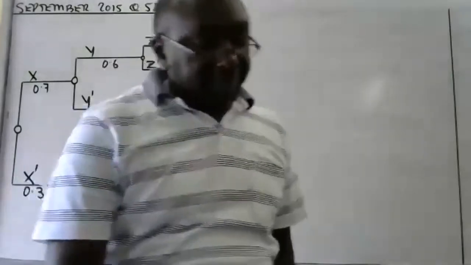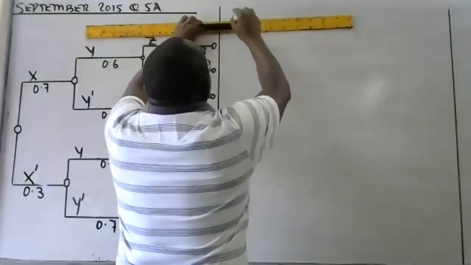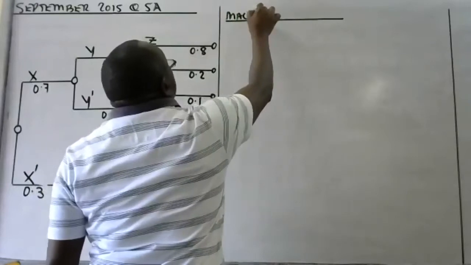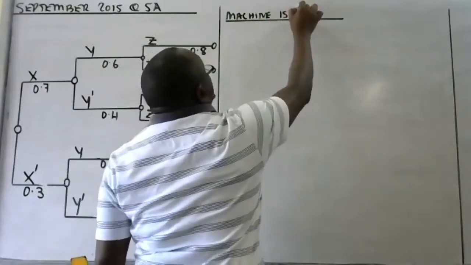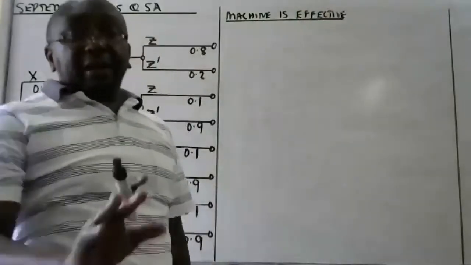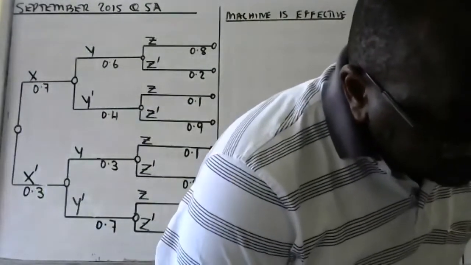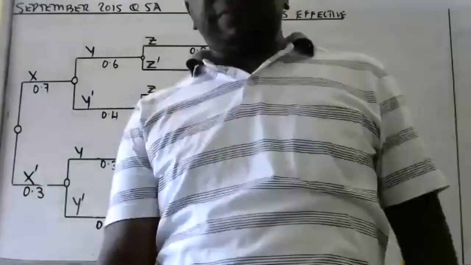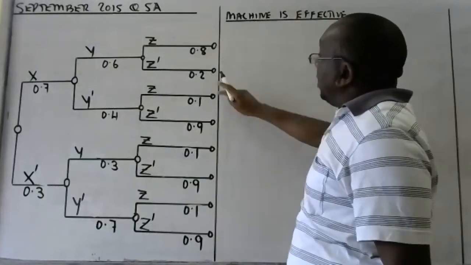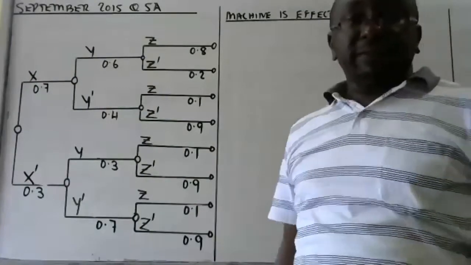So we are now told the probability that the machine is effective. So we have been told that the machine is effective only when Z is in good working condition. So that machine is effective here, or here, or here, or here. So it has 4 possibilities.